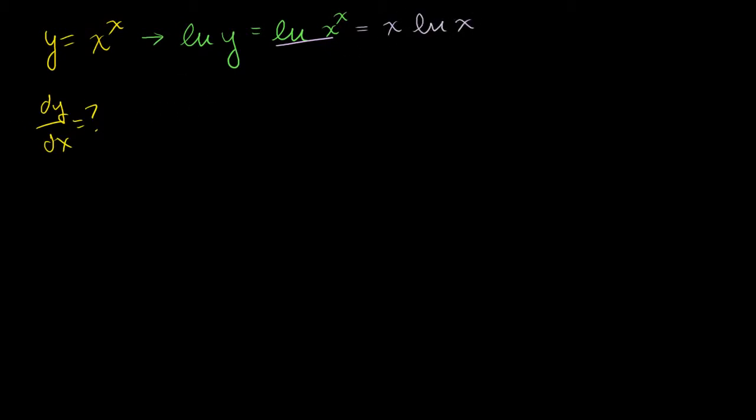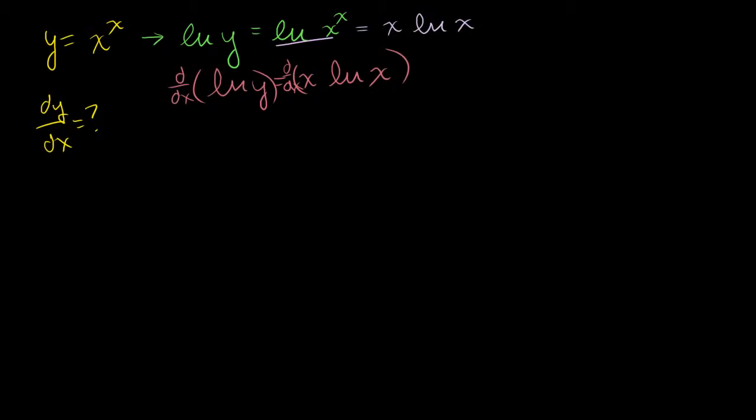So let me rewrite everything again. If I take the natural log of both sides of that equation, I get the natural log of y is equal to x times the natural log of x. And now we can take the derivative of both sides of this with respect to x. So the derivative with respect to x of that, and then the derivative with respect to x of that.